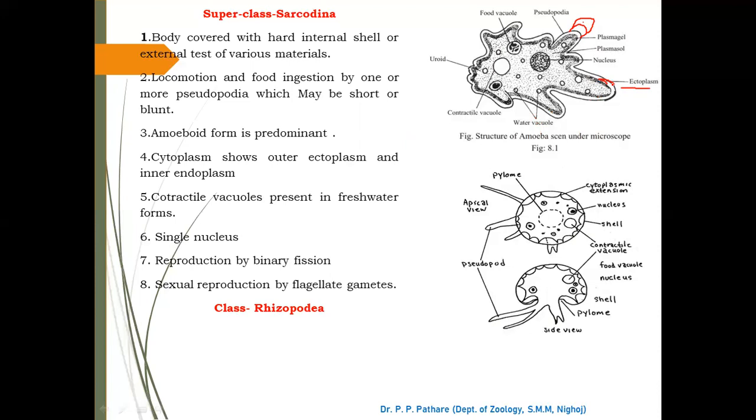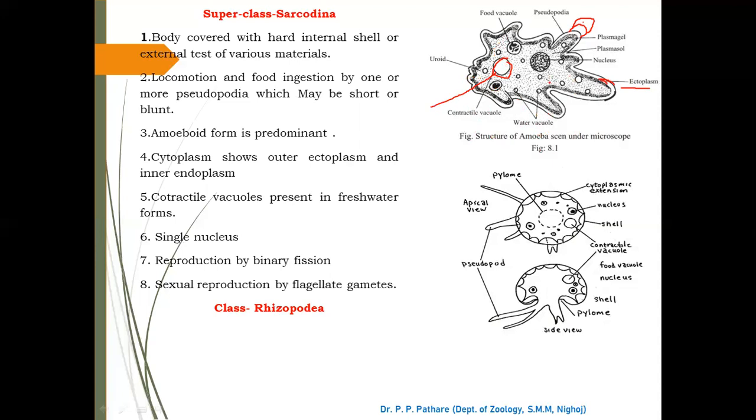Contractile vacuole present in freshwater forms. This is a very interesting thing. If you study the Sarcodian protozoans, these contractile vacuoles are present only in freshwater forms of the protozoans. Amoeba is also a freshwater form of the protozoans. Now, these contractile vacuoles are used for the digestion of food material.